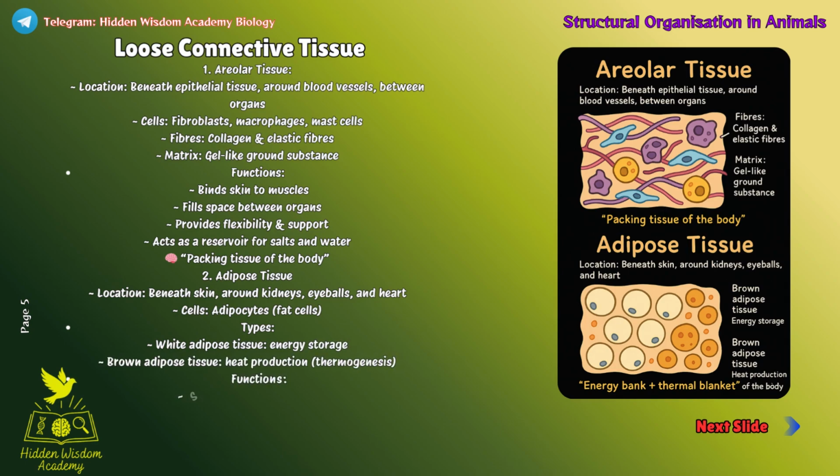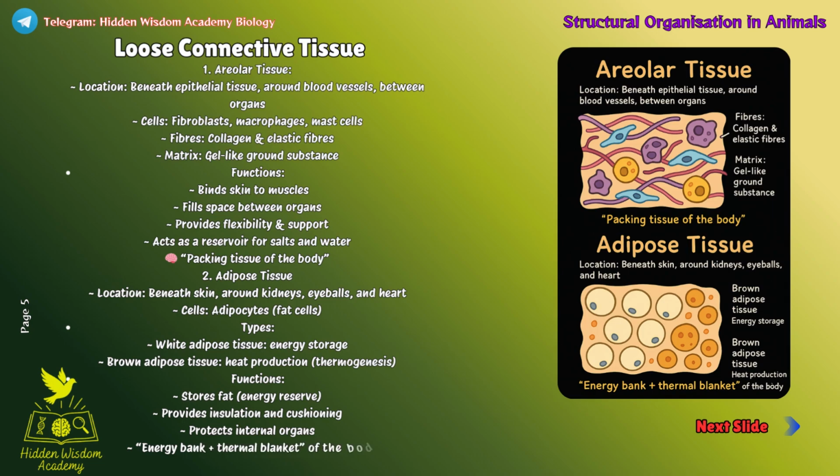Next is adipose tissue. Made of fat cells called adipocytes. It stores fat, cushions organs like kidneys and heart, keeps the body warm, and stores energy. There are two types: white adipose tissue, which stores energy. Brown adipose tissue, which produces heat, especially in newborns. So, areolar tissue holds everything in place, while adipose tissue protects and warms your body.